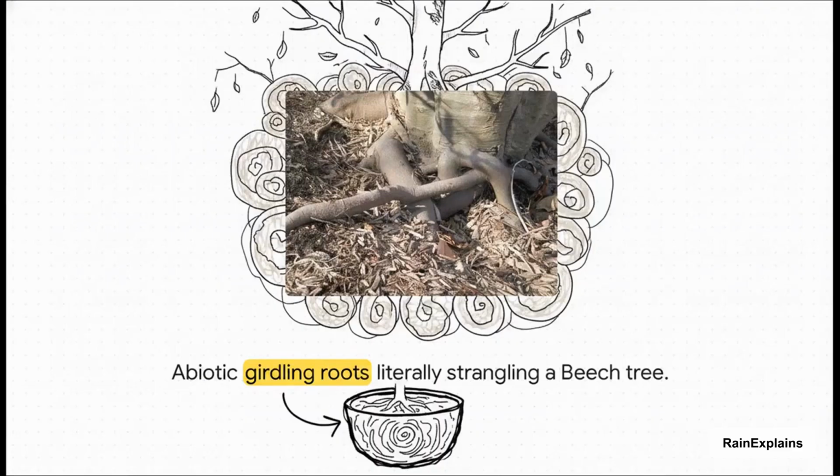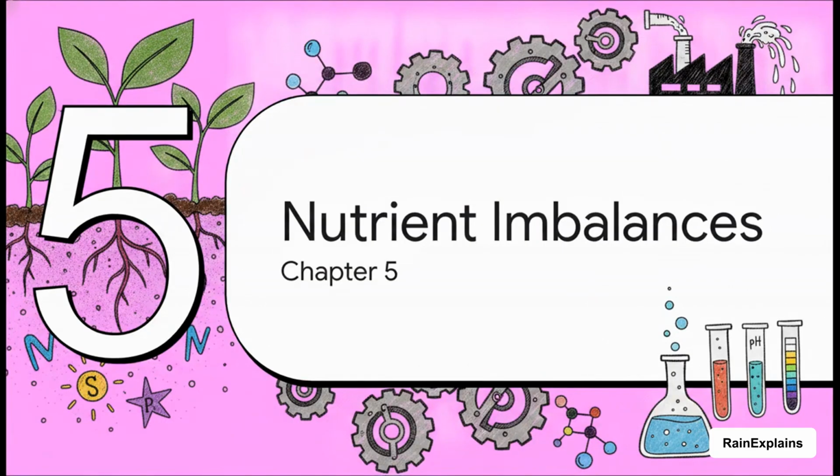And sometimes, the subterranean problem is purely mechanical. Check out this beech tree. Do you see those roots wrapping all the way around the base? Those are called girdling roots. Because of how the tree was planted, usually it's put in too deep or left in a plastic nursery pot way too long. The roots grow in a circle and literally strangle the main trunk as it grows. The canopy of this tree will slowly die back, mimicking a severe disease, but the cause is 100% non-living, mechanical, and abiotic.